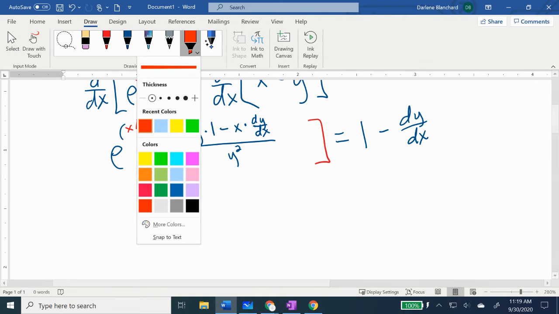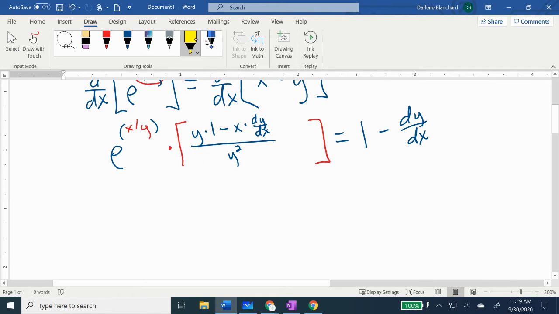Let me find a good highlighter. I need to distribute this multiplication of the e to the x over y over this subtraction. And while I'm at it, I need to distribute the divided by y squared as well. So I am trying to distribute all of that through at once.